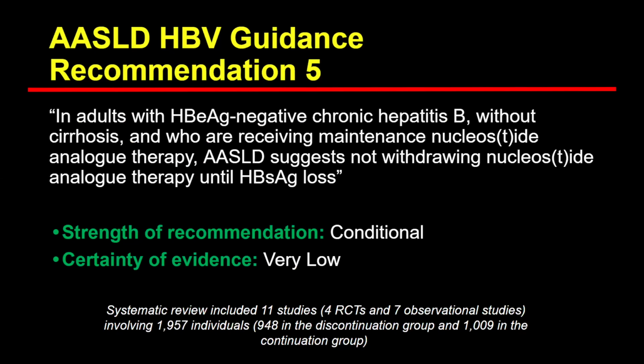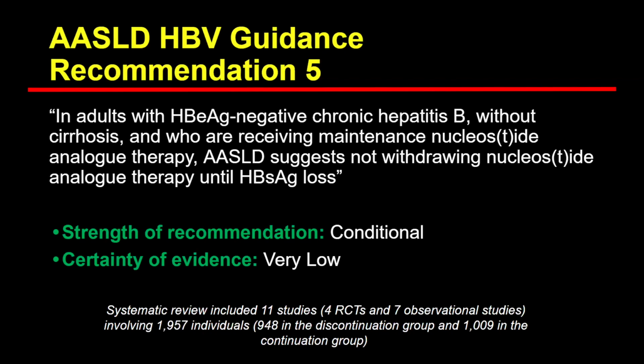So these here are the AASLD guideline recommendations regarding withdrawal of antiviral therapy among surface antigen positive patients. And to inform these recommendations, the AASLD conducted its own systematic review of 11 studies, including almost 2,000 patients. Based on this systematic review, the AASLD concluded that adult patients with E-negative chronic hepatitis B without cirrhosis and who are receiving maintenance nucleoside analog therapy should not discontinue treatment until surface antigen loss is achieved. And this was a conditional recommendation, and the certainty of the evidence was very low.